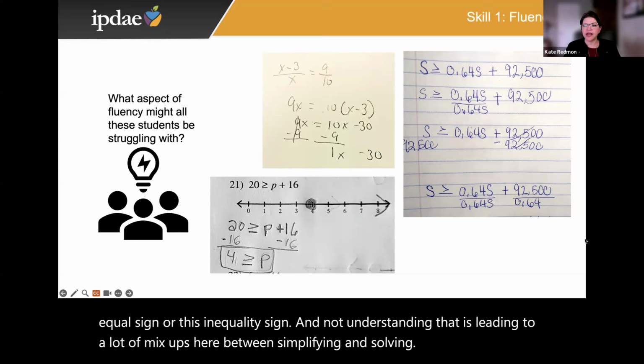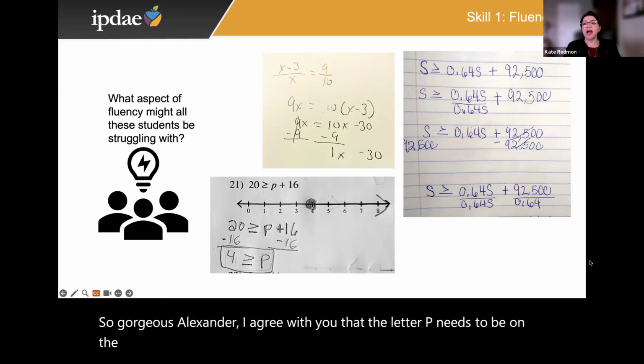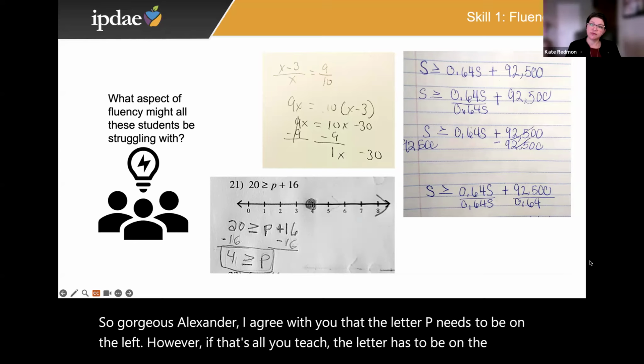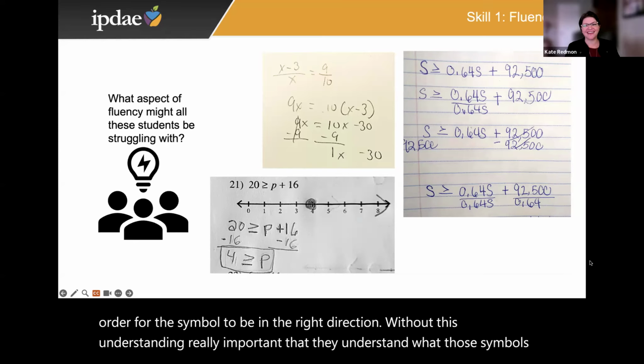Gorgeous. Alexander, I agree with you that the letter P needs to be on the left. However, if that's all you teach, the letter has to be on the left in order for the symbol to be in the right direction without this understanding. Really important that they understand what those symbols mean, right?